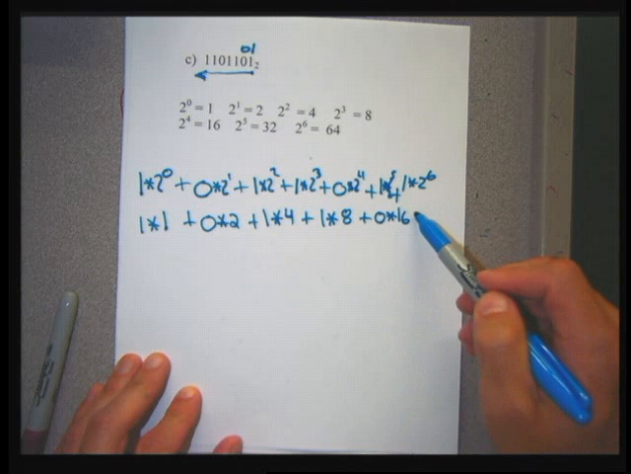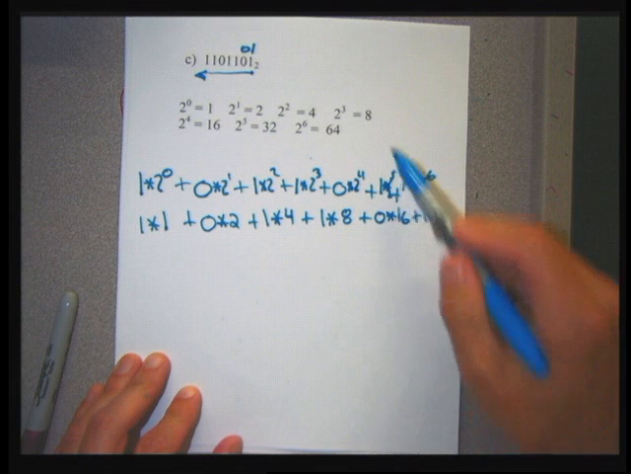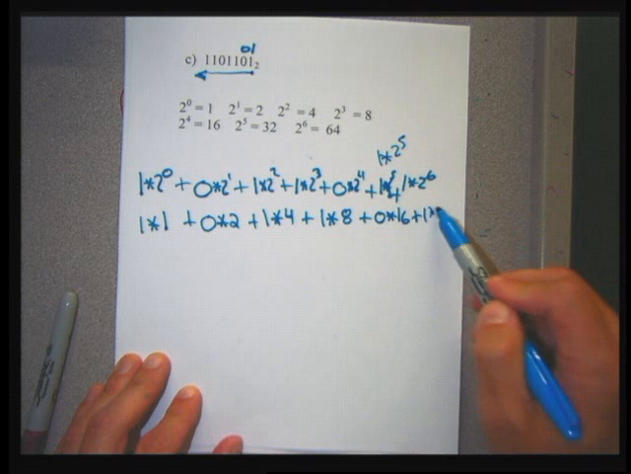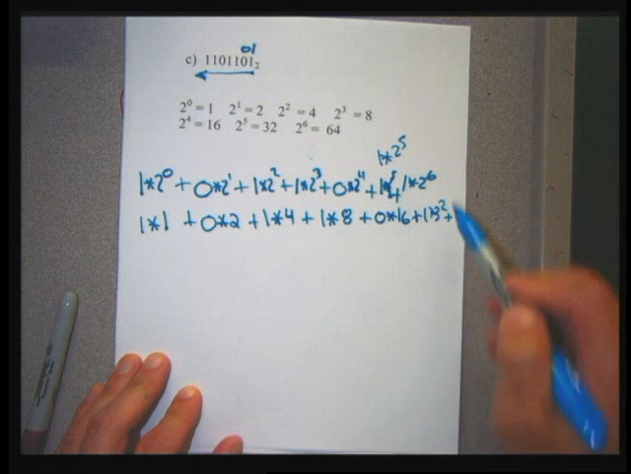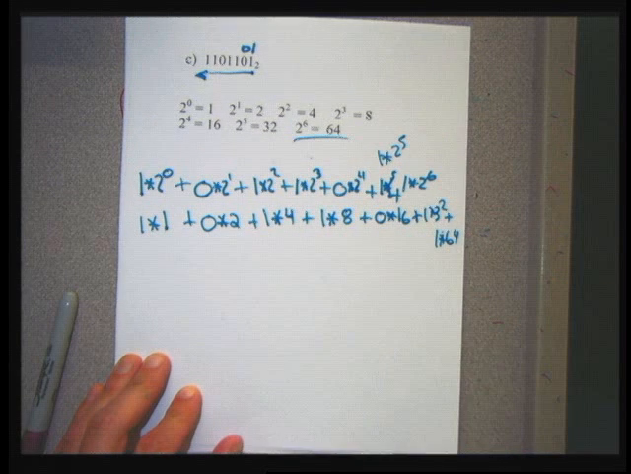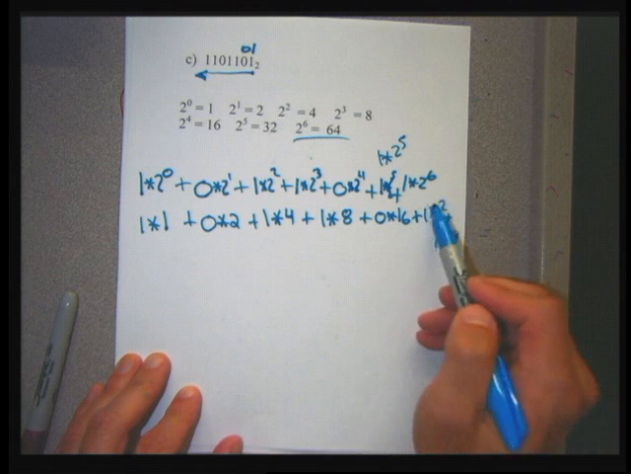1 times 2 to the fifth, not that that's readable anymore, but this is 1 times 2 to the fifth, that's 1 times 32. And 1 times 2 to the 6th is 1 times 64, because 2 to the 6th is 64. This says 1 times 32, not that it's readable.